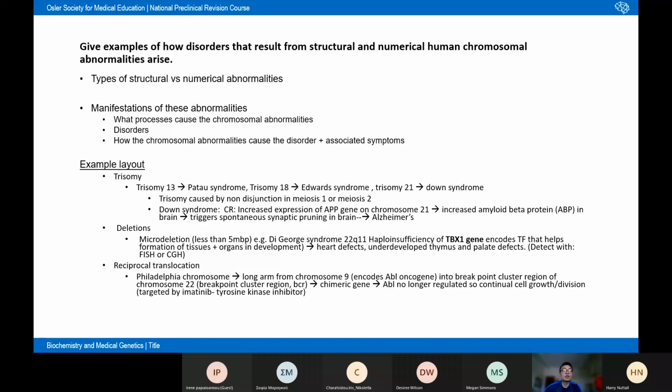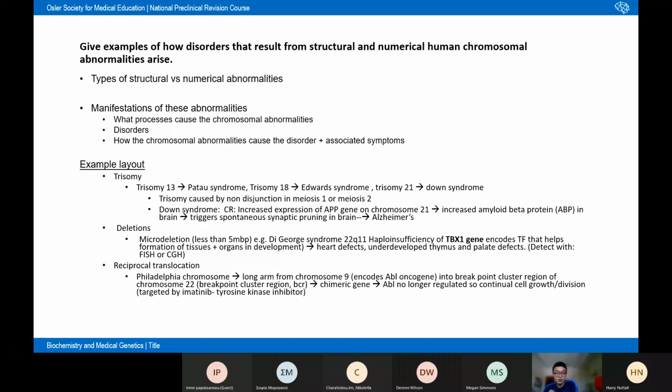So trisomy, you should hopefully be aware of the different forms of trisomy that can occur. In particular, we get trisomy of the smaller chromosomes because trisomy of large chromosomes isn't associated with cellular viability. And of course, chromosomes are organized based on size, so 1 being the biggest, 22 being the smallest out of the autosomal chromosomes. So trisomy 13, Patau syndrome, trisomy 18 is associated with Edwards syndrome, and trisomy 21 is associated with Down syndrome.